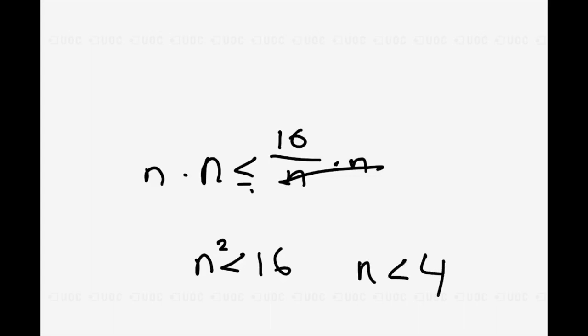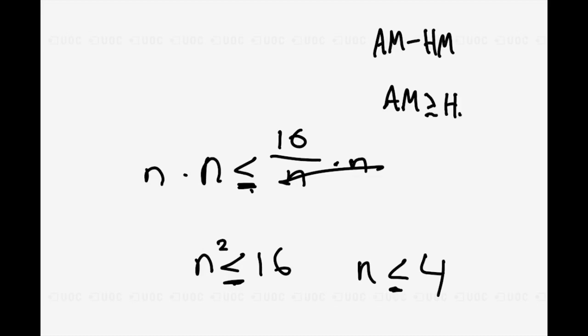Oh, sorry, less than or equal to, because the arithmetic mean, harmonic mean inequality says the arithmetic mean is greater than or equal to the harmonic mean, and the arithmetic mean is only equal to the harmonic mean when all the numbers are equal. So n is only equal to 4 if x1 equals x2 equals x3 equals x4.